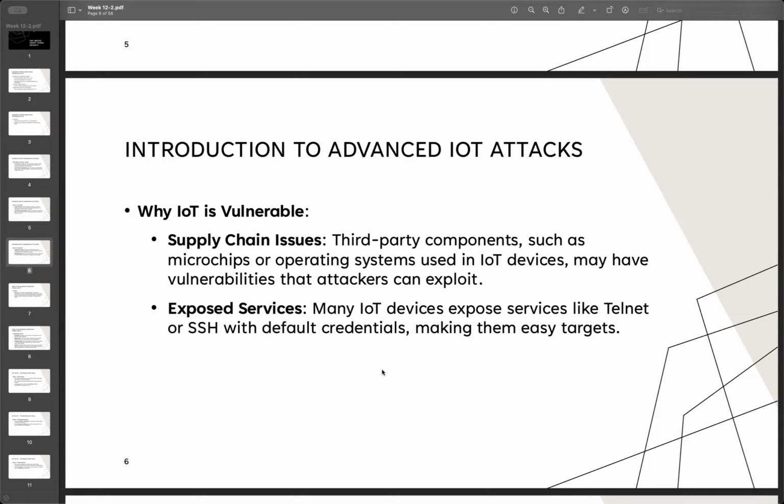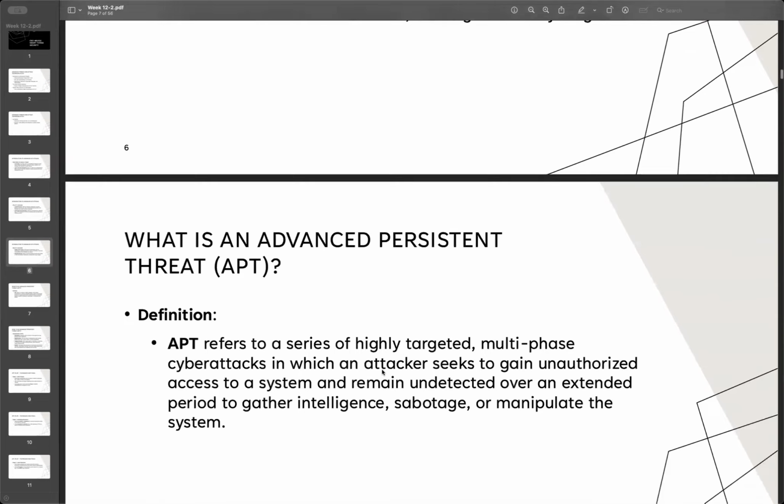Okay, and also the exposure service. If they're using a certain service, let's say Telnet or SSH with some default credentials, it becomes an easy target. We know they always open port 22 for SSH, because for developers and users, sometimes we need SSH. So how can we enhance the security? Here's the thing. Sometimes we use an RSA key. This is something to increase security.